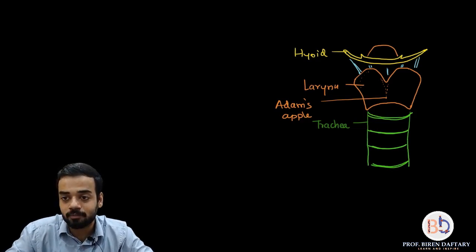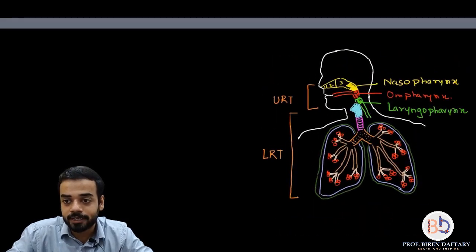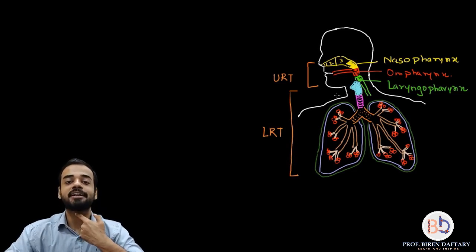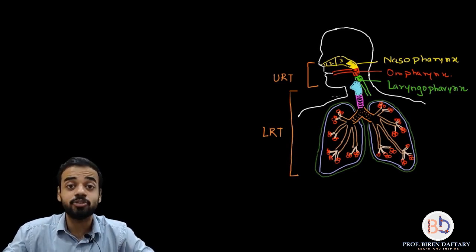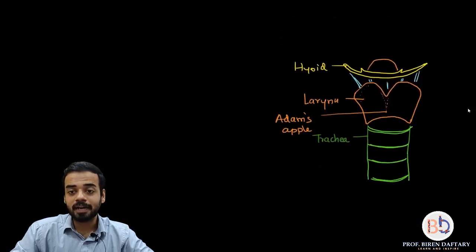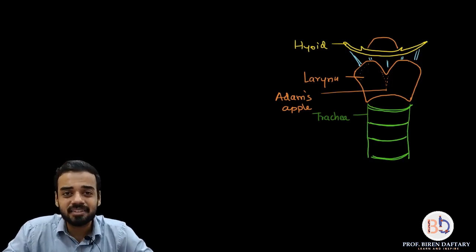So if you see this diagram once again, I have shown that Adam's apple. You can see this pointed part which is there, so that is the Adam's apple, and that Adam's apple increases in size during puberty in males. Okay, please remember that. So anyway, coming back to this larynx, this larynx is basically a cartilaginous structure.